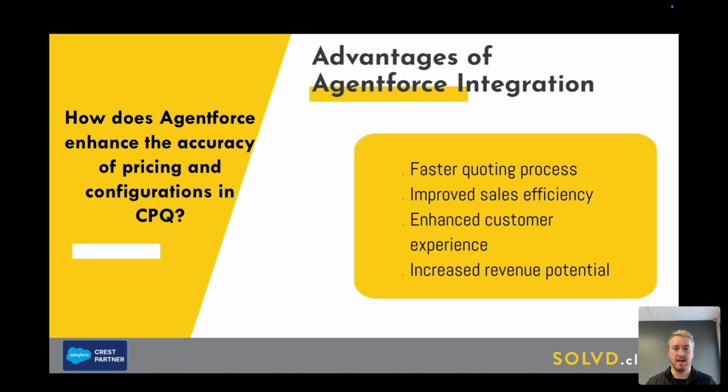It's going to reduce that human error. It's going to make it so that your sales users are going to be more efficient. They're going to be able to get more deals through the pipeline. Your customer experience is going to be great because they're going to know that the error has gone down. They're going to be confident that your pricing is competitive. And all in all, it's going to be able to increase the revenue potential of your company.